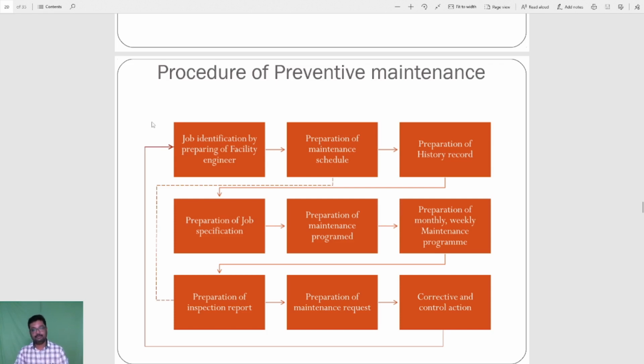Okay, so here the main thing is we need to prepare the maintenance schedule. For that, I need the history of records: date of failures, date of installation, date of calibration, everything. The nature of the job, what type of machine is used. Then for how many years, how many months, or how many hours I need that output.